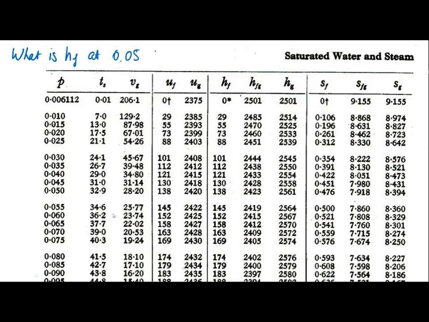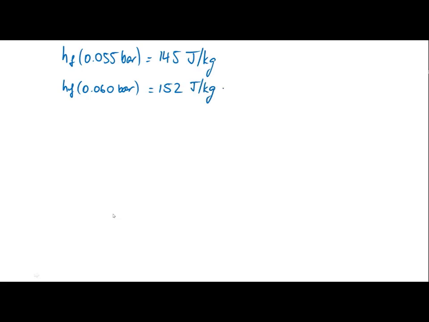So if we look at our first example, we're going to calculate what is hf, the fluid enthalpy at 0.057 bar for saturated water. We can see that 0.057 bar fits between these two values, and so the enthalpy will be between 145 and 152. Just writing those two values down, because we're not going to be referring back to the table, the enthalpy of saturated water at 0.055 bar was 145 joules per kilogram, and at 0.060 bar was 152 joules per kilogram.